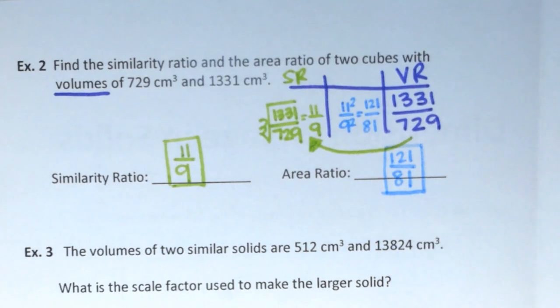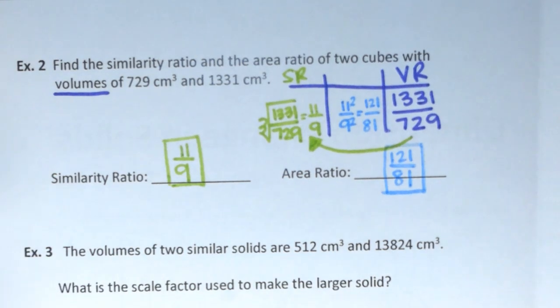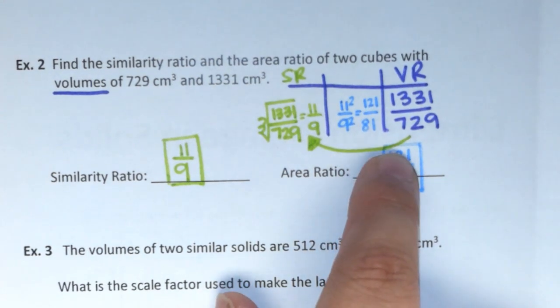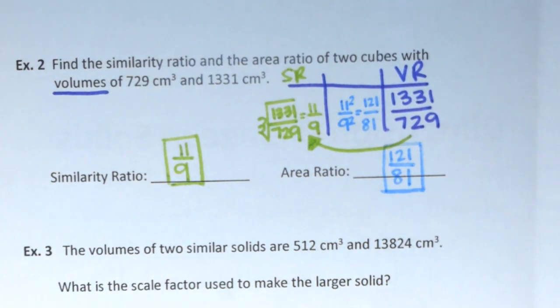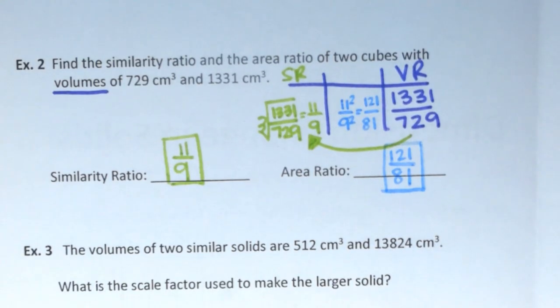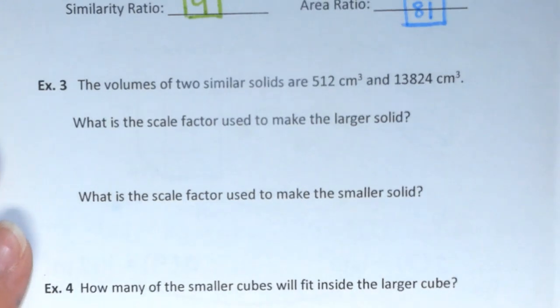Okay. What if I flipped that and multiplied it by 81 over 121? It would be smaller. So if the bigger number is on top, your area or volume is going to get bigger. If the smaller number is on top, it's going to get smaller. Does that make sense? Do y'all agree that's common sense a little bit? All right, so let's look at the next question.